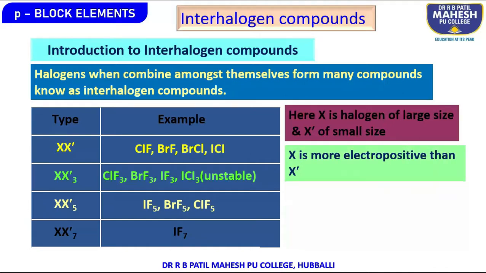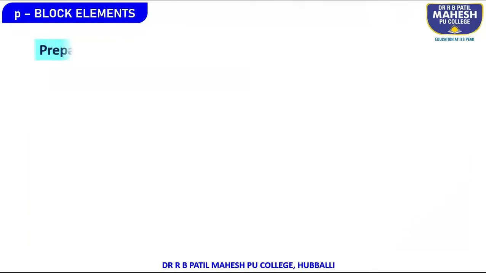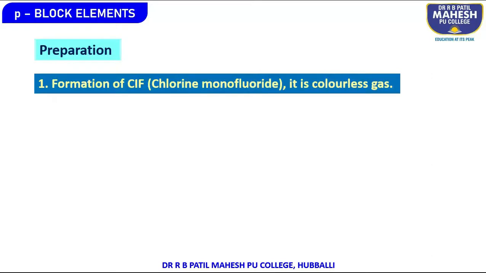X is more electropositive than X dash. Preparations. Formation of chlorine monofluoride. This chlorine monofluoride is a colorless gas. It is prepared by reaction between equal volumes of chlorine and fluorine at a temperature of 437 Kelvin. That leads to the formation of 2ClF.